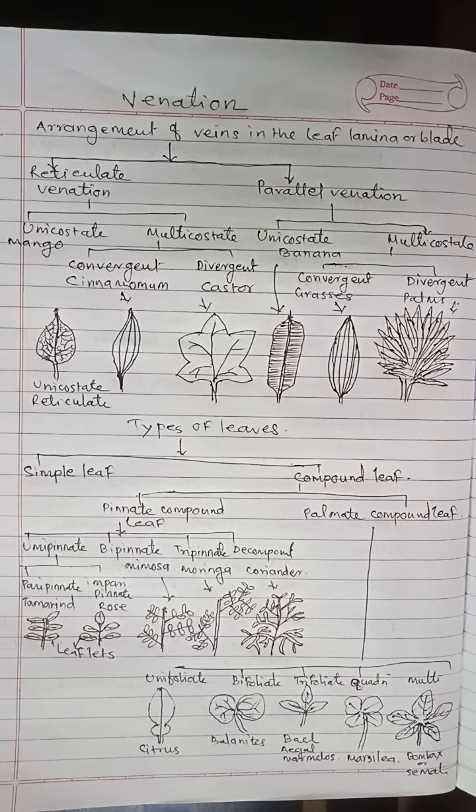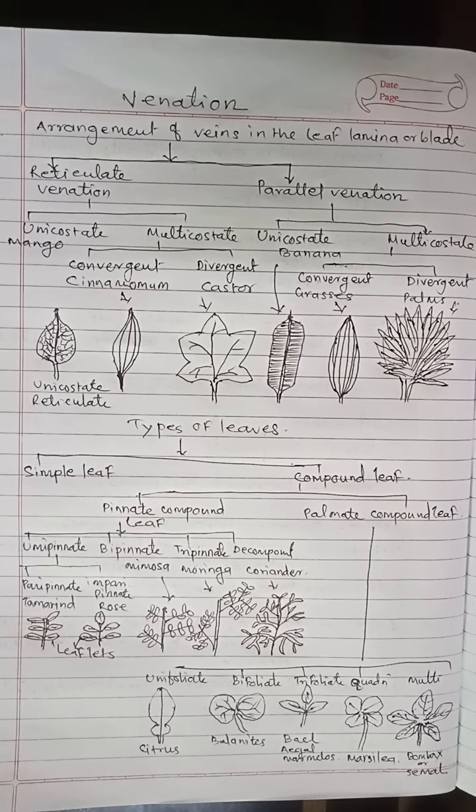Second type is compound leaf. A compound leaf is one in which the lamina or the leaf blade is completely divided into many small segments or units called leaflets or pinnae. The leaf axis to which leaflets are attached is known as rachis.